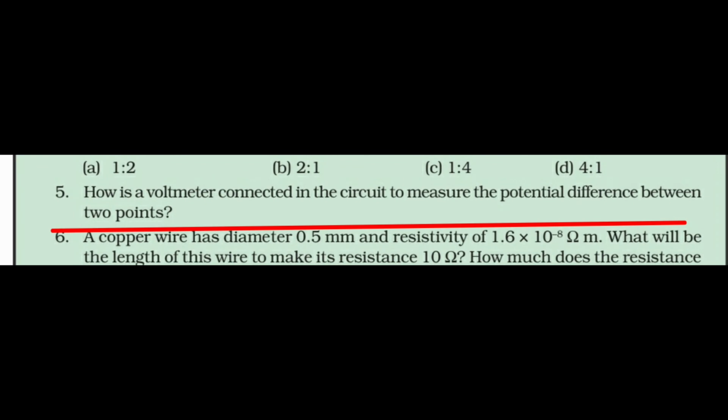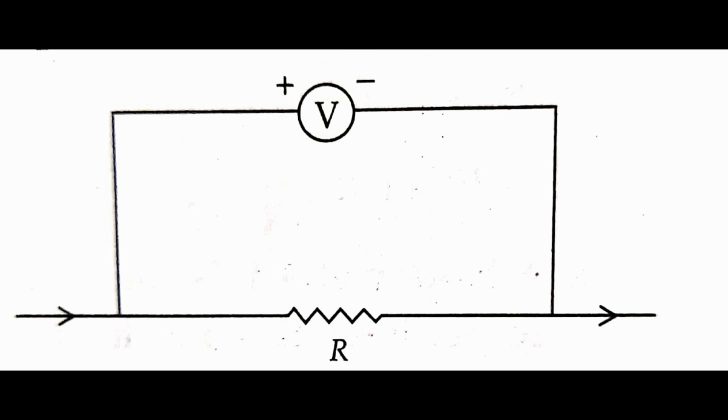Question 5. How is voltmeter connected in the circuit to measure the potential difference between 2 points? Voltmeter is a device used to measure the potential difference across the ends of a resistor or a conductor. Hence, voltmeter is connected in parallel to the resistor.